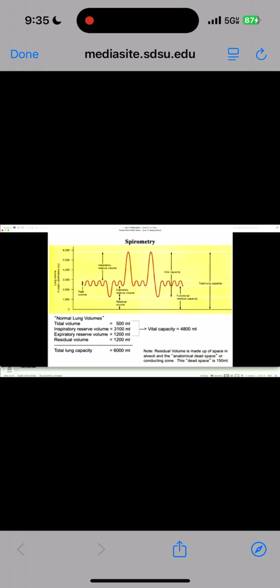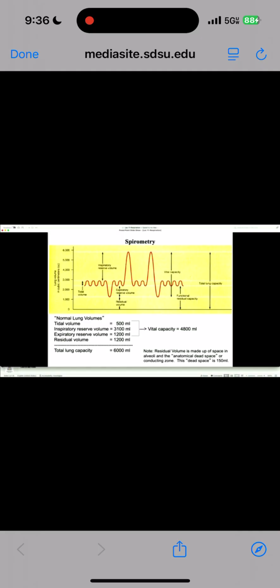If you used the inspiratory reserve volume, so if you use the scalene, sternocleidomastoids, and external intercostals, you would get the inspiratory reserve volume, which is about 3,100 mils. And if you use the abdominal and internal intercostals, you would get your expiratory reserve volume, which is about 1,200 mils. Collectively, all of these added together are called the vital capacity. That means that on average, we should be able to take in 4.8 liters and breathe out 4.8 liters if we're breathing in as hard as possible and blowing out as hard as possible.